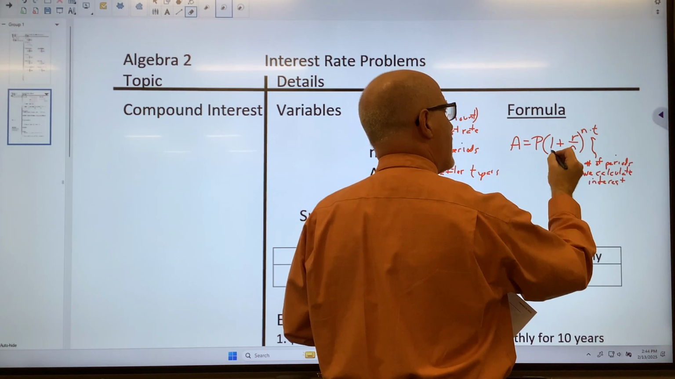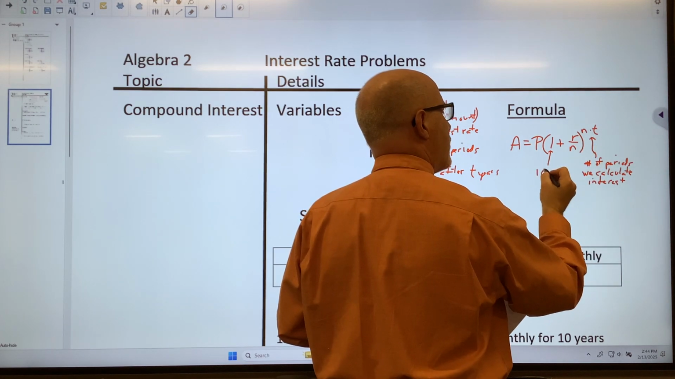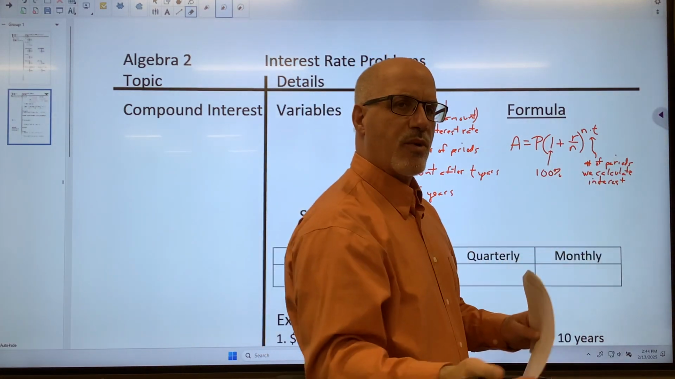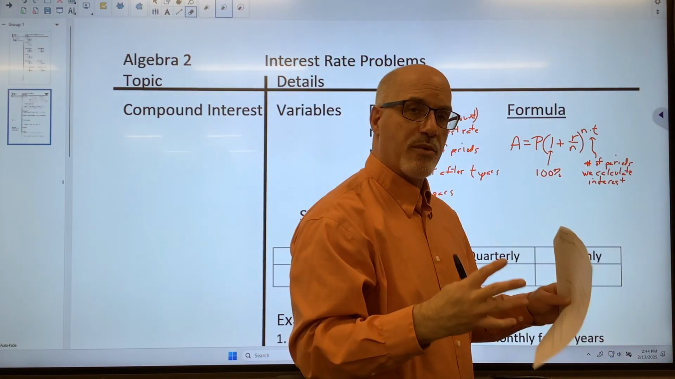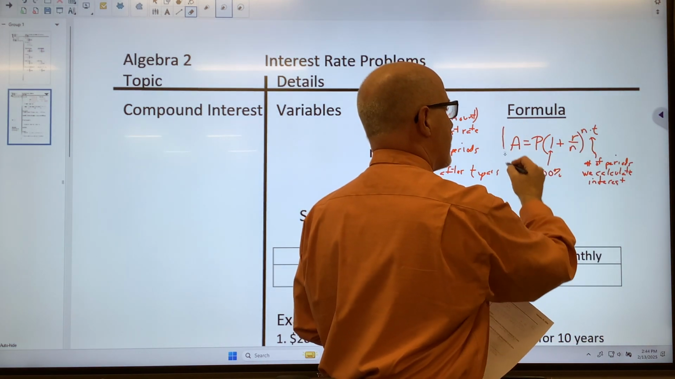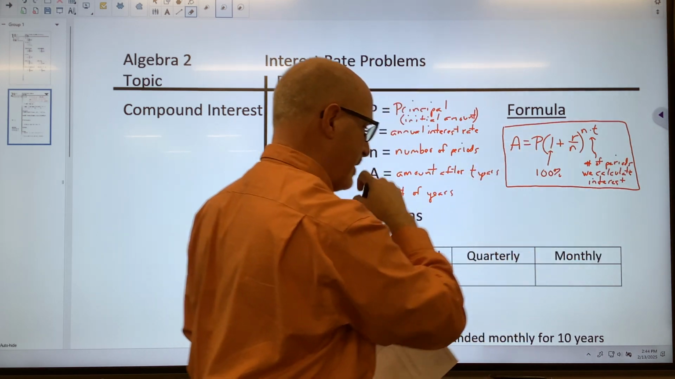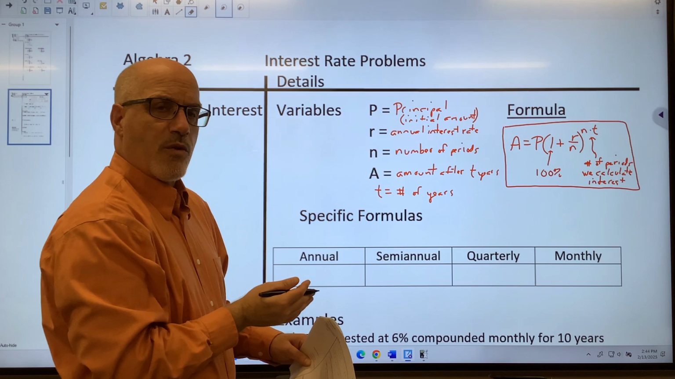Remember that on this one, the 1 stands for 100%. So that's why we're taking 1 plus the interest rate. The 100% is how much we start with, the principal, and then we add interest on. So that's what the interest rate does for us. So this is our formula that we're going to use for these different problems. We can apply that to these different specific ones here.